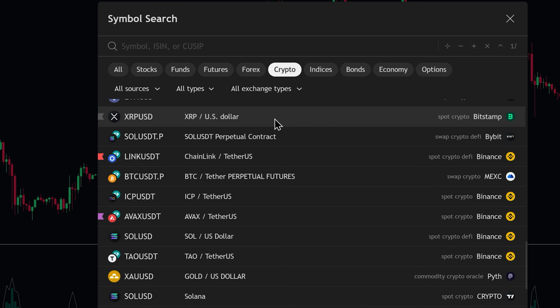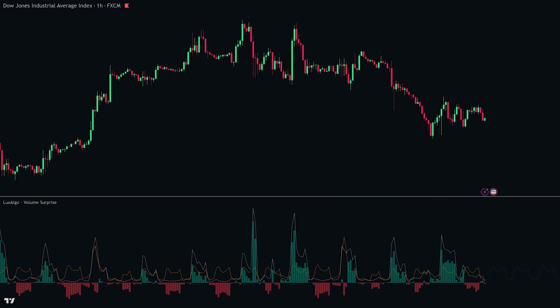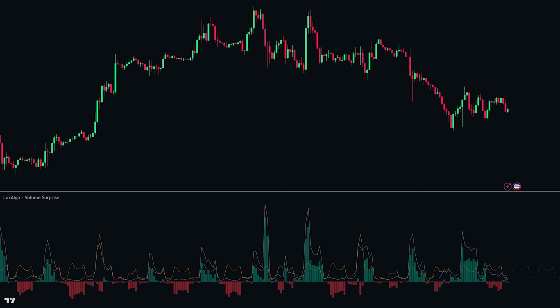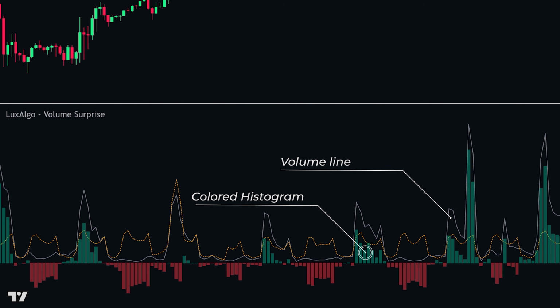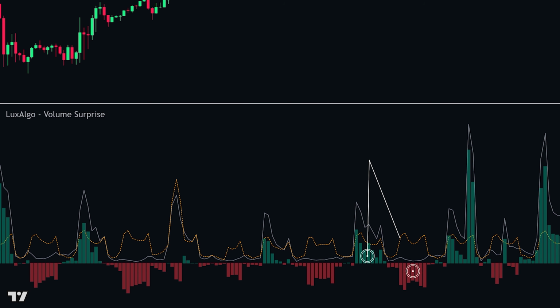Alright, once you add the Volume Surprise Indicator to your chart, here's what you'll notice right away. At the bottom of your screen, you'll see a volume panel with 2 key visuals, a colored histogram, and a smooth expected volume line running across it. The green and red bars represent the difference between the actual volume and the expected volume. Green bars mean the current volume is higher than normal, showing strong market activity or sudden trader participation. Red bars mean the volume is lower than expected, indicating a quiet or less active market phase.